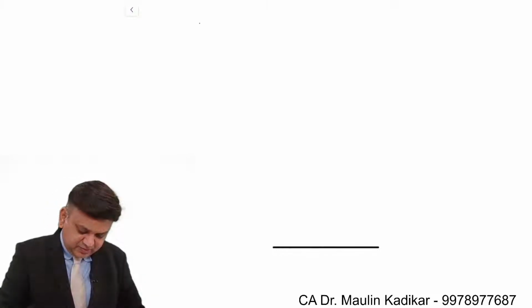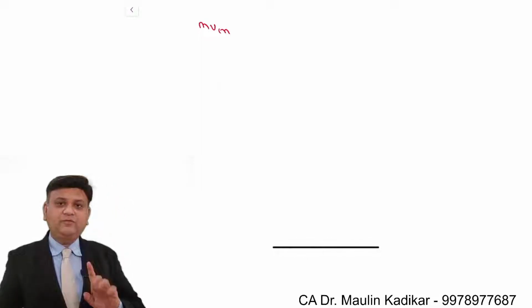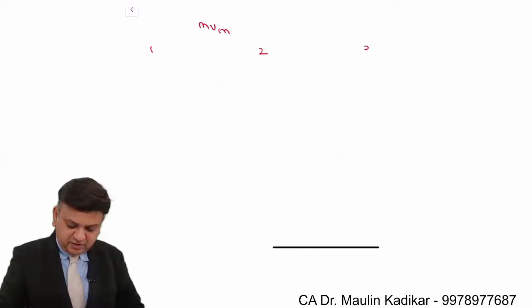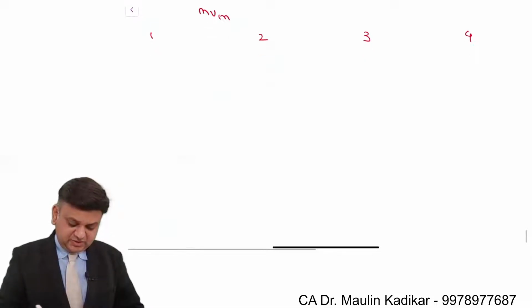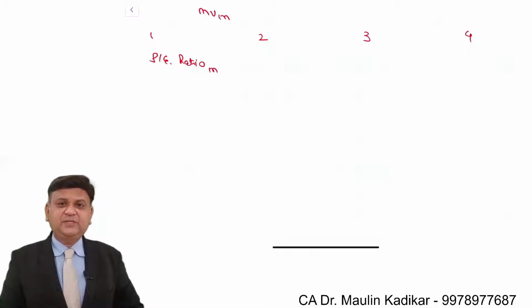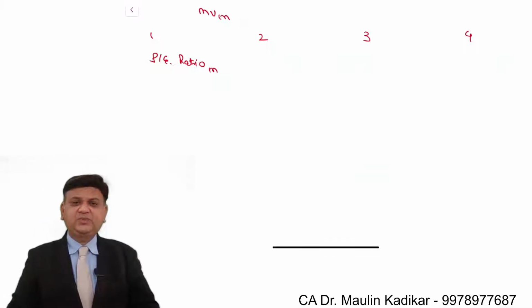Dear students, with respect to the market value of the merged firm, we will be provided with one of four pieces of information. The first information that may be provided to us is the price earning ratio of the merged firm. If we have been provided with the price earning ratio of the merged firm, then in that case, how to calculate the MPS, that is what I am discussing with you.